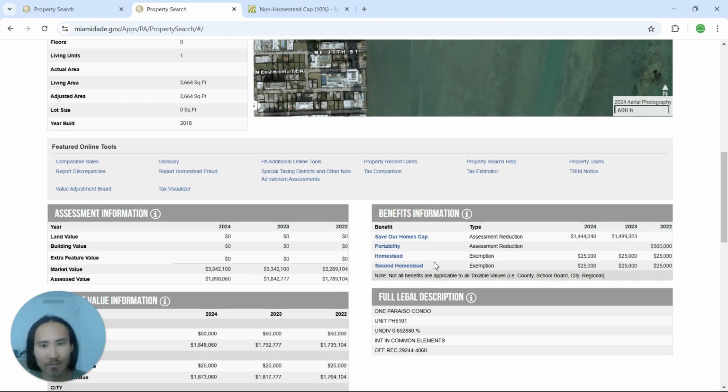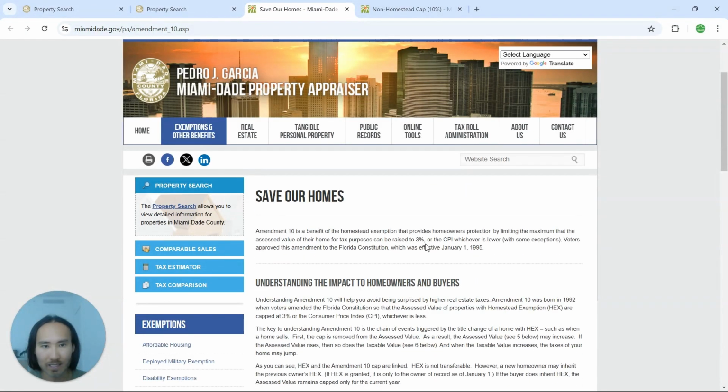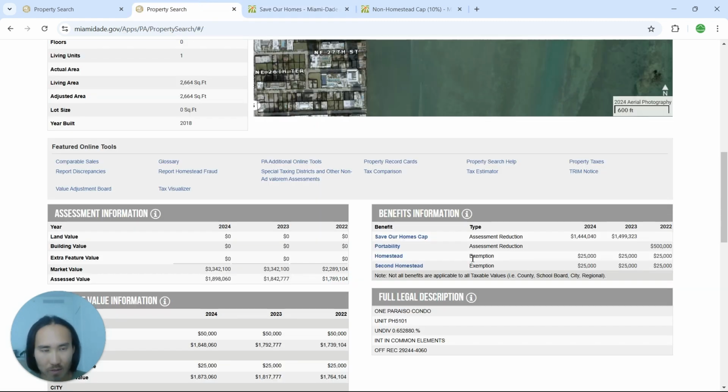What really kicks in is the second year. Year one you get homestead, the second year the Save Our Homes cap kicks in, and this is really the most critical one if you are able to get it in time, because it caps your assessed value increase to a maximum of 3% or CPI, whichever is lower, so basically 3%. Which is very powerful. And you can see here the massive amount of reduction relative to the homestead exemption.